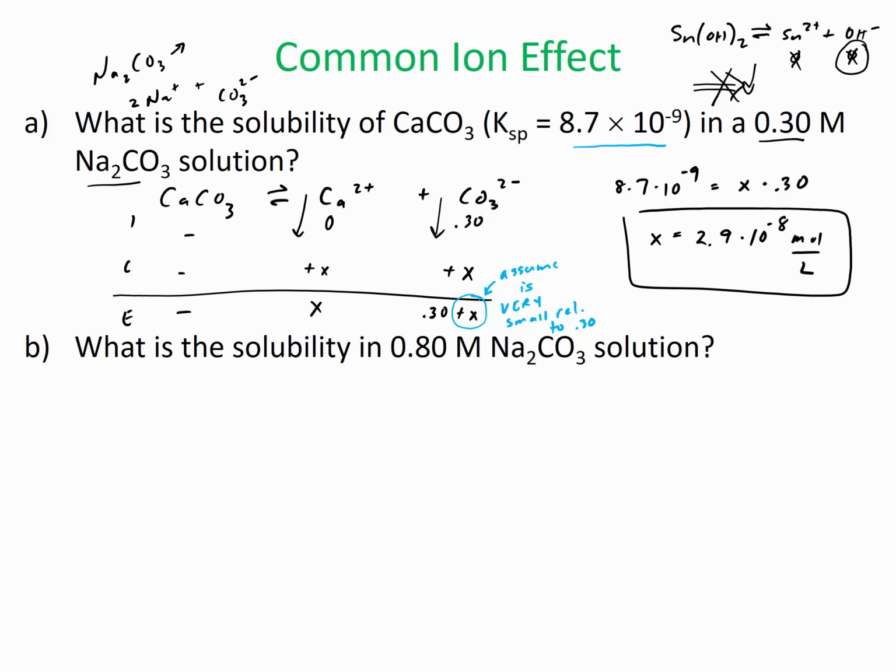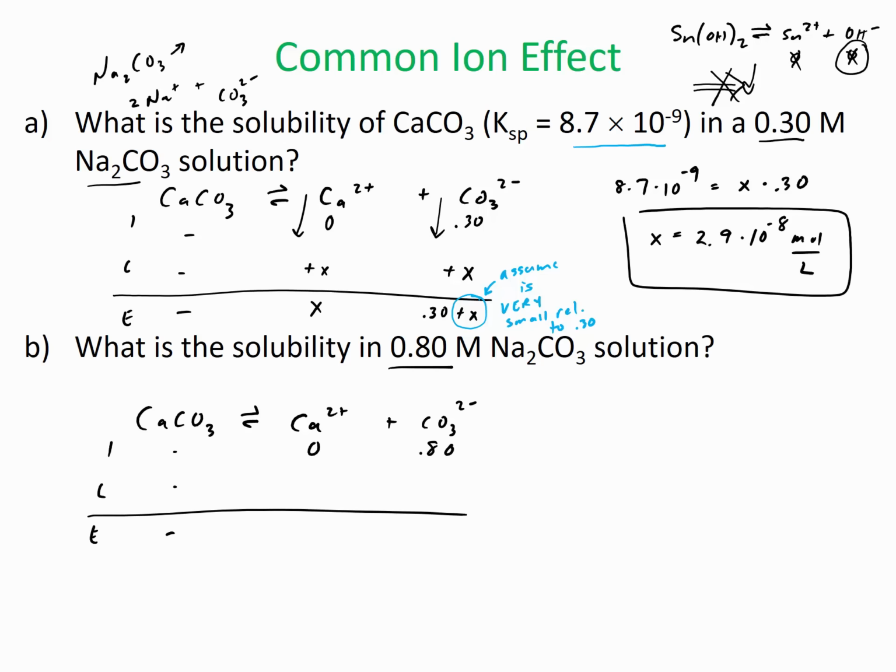Okay, now it says, what's the solubility if it's 0.80? So we more than double the amount of carbonate ions, CO3 2 minus. So calcium carbonate dissolves by this equation again. Dash this out, 0, and this time it's 0.80. So this will go up by x, and this goes up by x. We know that it has to go to the right still because there is nothing there on the calcium side. Right now, if we calculated it, Q would be 0, so there's got to be something that goes over there.